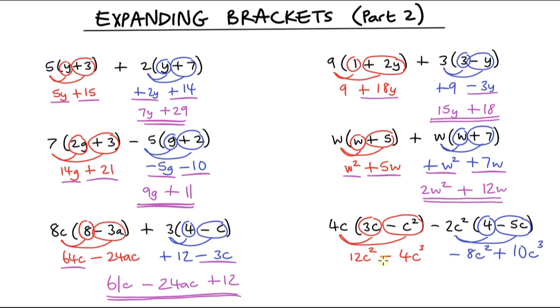So it looks like we can simplify. If we first of all focus on the c cubes, we've got negative 4c cubed plus 10c cubed. That will give us 6c cubed. And then we've got 12c squared minus 8c squared. That's going to be plus 4c squared. So our final answer is 6c cubed plus 4c squared.